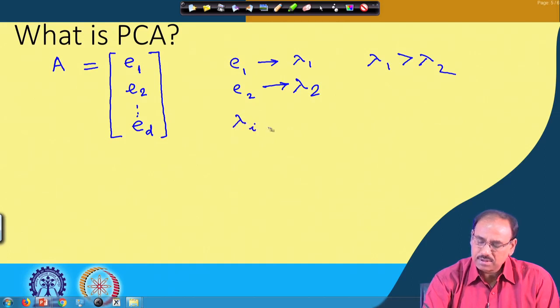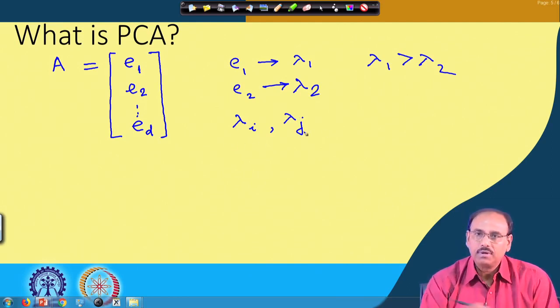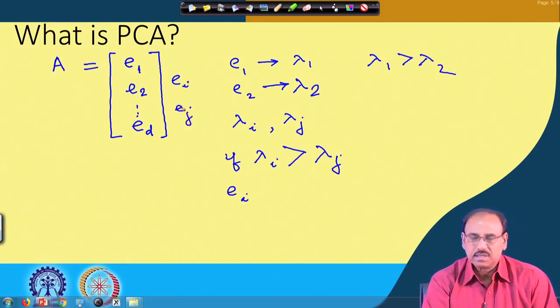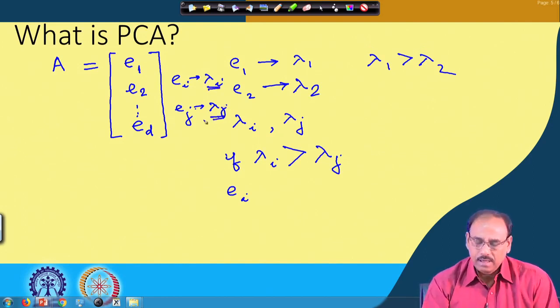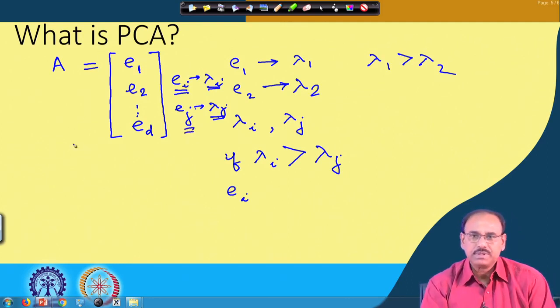So, for a pair of eigenvalues, say lambda i, lambda j, where both i and j vary from 1 to D, because lambda varies from lambda 1 to lambda D. For this pair of eigenvalues lambda i and lambda j, if lambda i is greater than lambda j, that indicates that the eigenvector Ei will occupy a higher row than Ej in this transformation matrix. So, for Ei I have the corresponding eigenvalue lambda i, for Ej I have the corresponding eigenvalue lambda j. As lambda i is greater than lambda j, in this transformation matrix A, Ei will occupy a higher position than Ej. So, that is how this transformation matrix is formed.